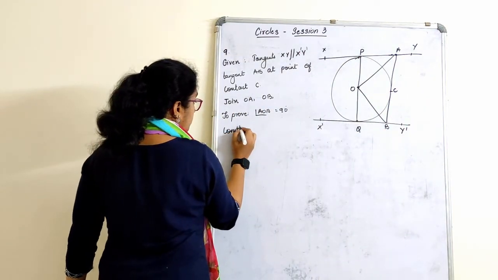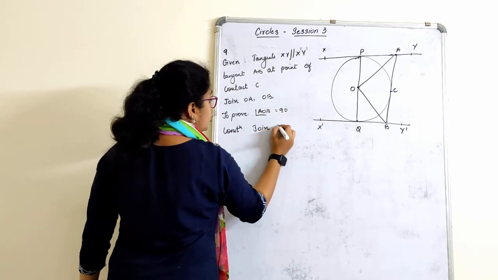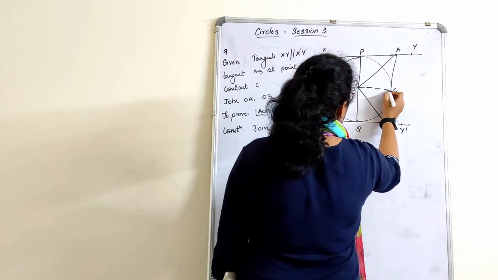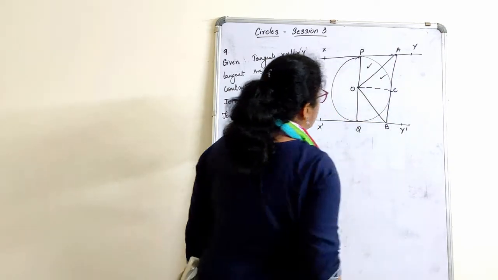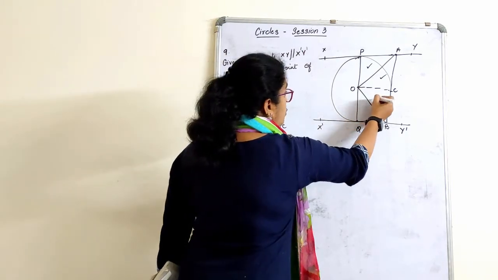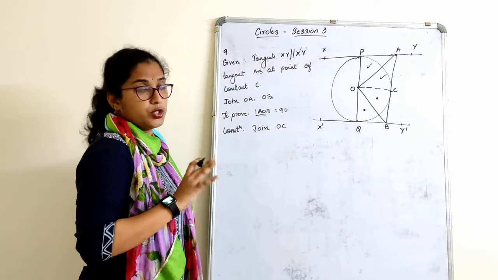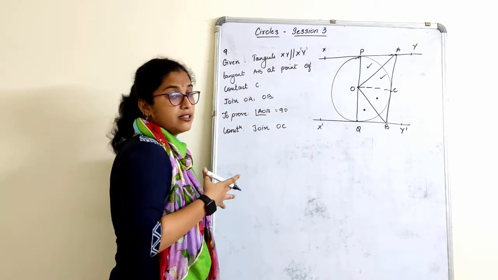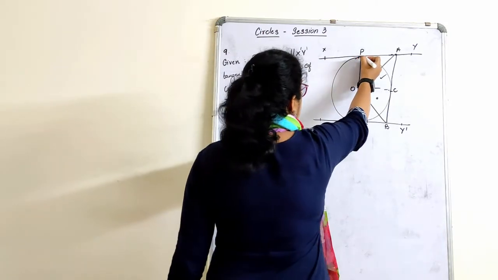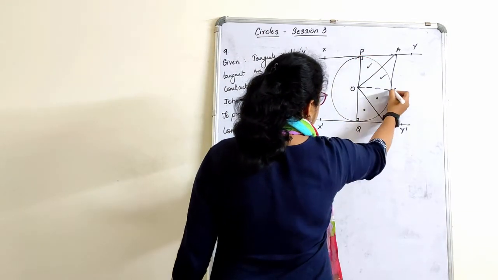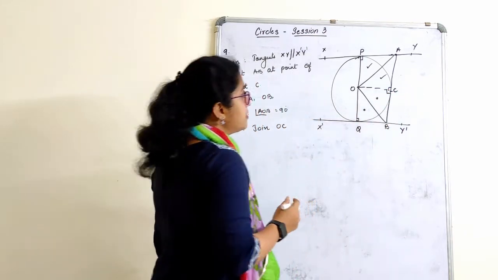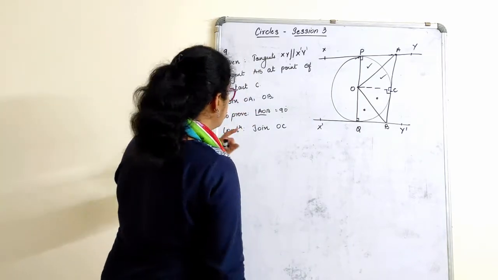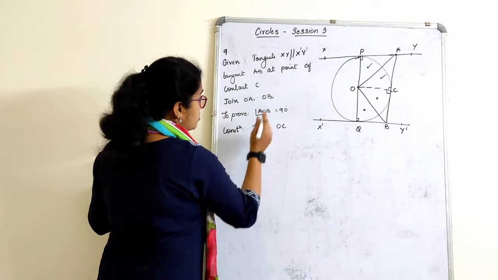Construction: join OC. So what we will do now here is, we will take these two triangles and prove them congruent. First we will do that much, because we need to prove that this angle is 90. For that these things are required. We anyhow know that this is 90 degrees, this is 90 degrees, this is 90 degrees, and this is 90 degrees. Why? Because of the tangent radius theorem that we can write whenever we are writing this part here. So I'll choose these two triangles first.